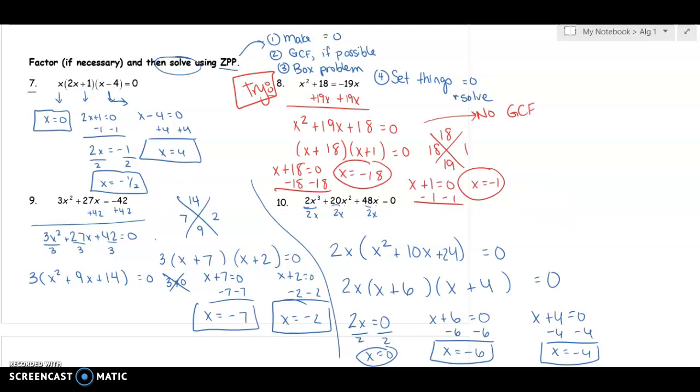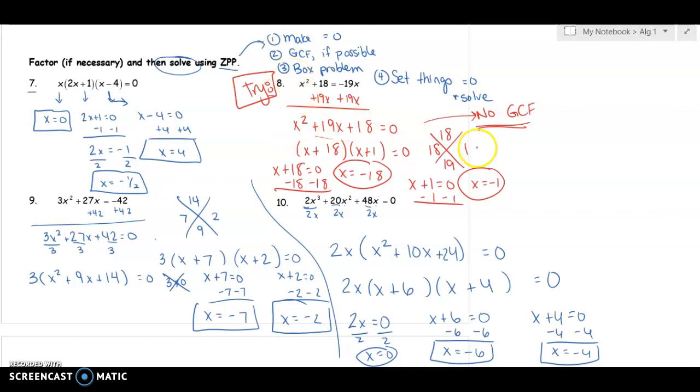So to start this problem, you're going to want to add 19x to both sides. I put the 19x in the middle so that it was in descending order. Then I noticed that there wasn't a GCF. They don't all have an x in common. 1, 19, and 18, the only thing they can all be divided by is 1. So there's really no GCF. So we can skip step 2.